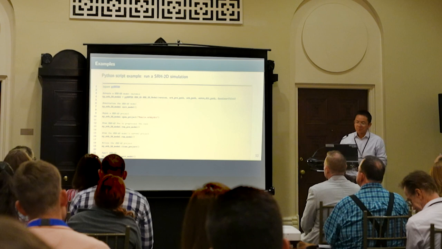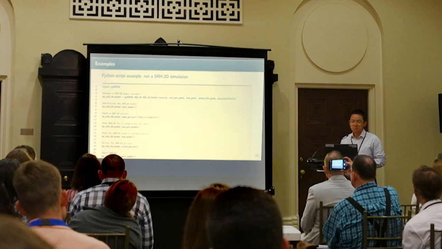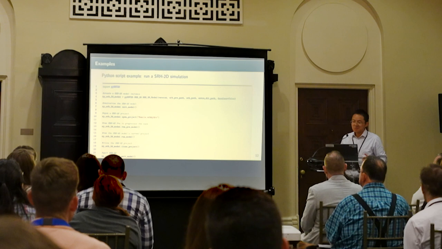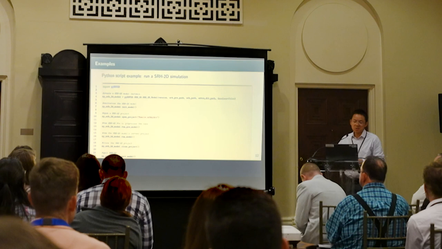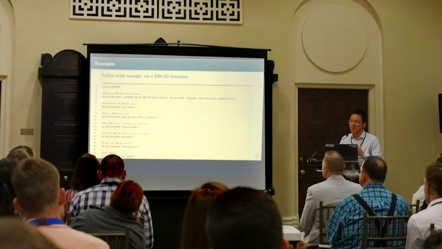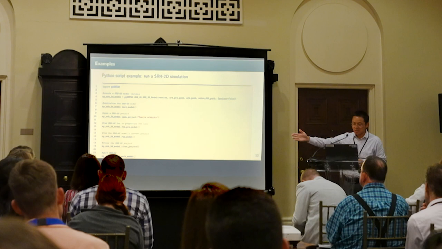Here's another example, where I use a script to run one SRH-2D simulation. This is how you can do that. You don't have to read all these scripts, but they're pretty simple. The process is very straightforward. I initialize the SRH-2D model, and then I open a project. In this case, it's the SRH hydro file, which is the main control file for SMS. Then I run the pre-processing, run the simulation, and close it off. And then you get everything.